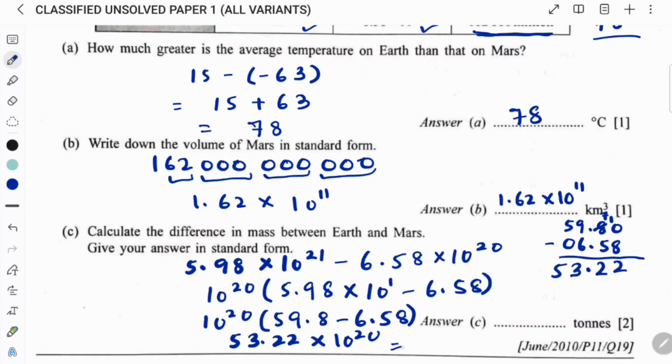But we have to write the answer in standard form. So 53.22 I can write down as 5.322 times 10, and 10 to the 20. All together it will become 5.322 times 10 to the power 21, because we need only one digit before the decimal to write our answer in standard form. Okay. Now the next question.